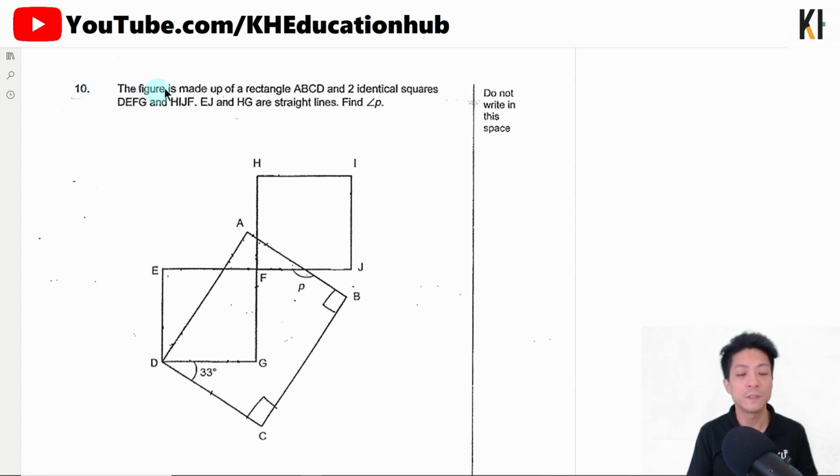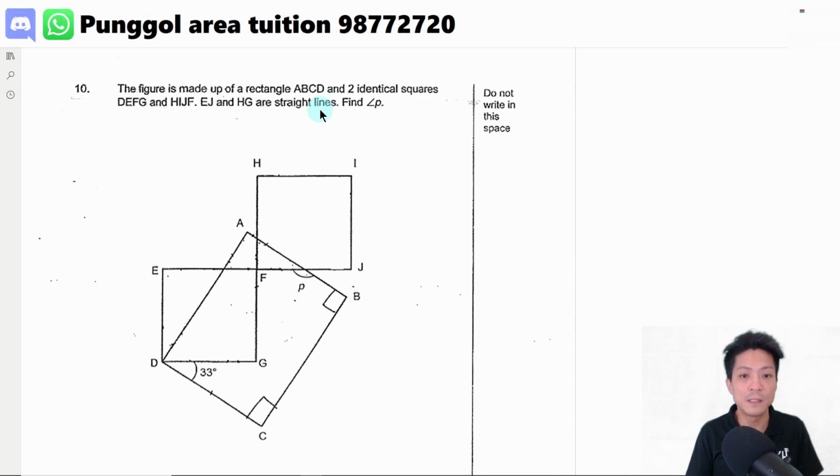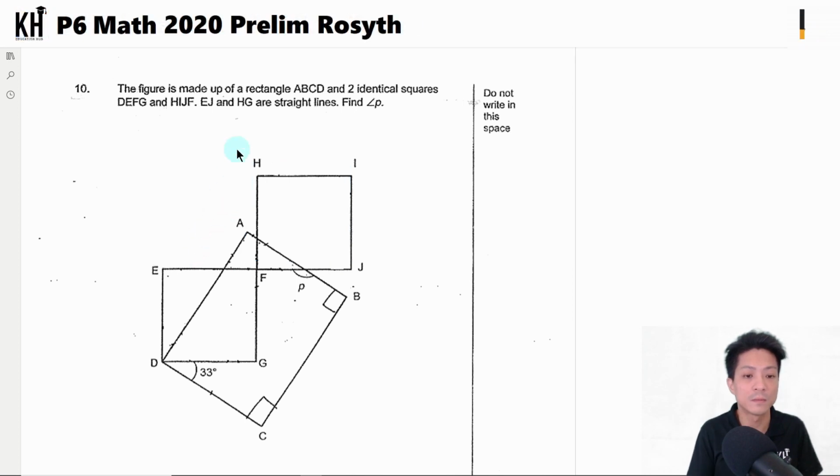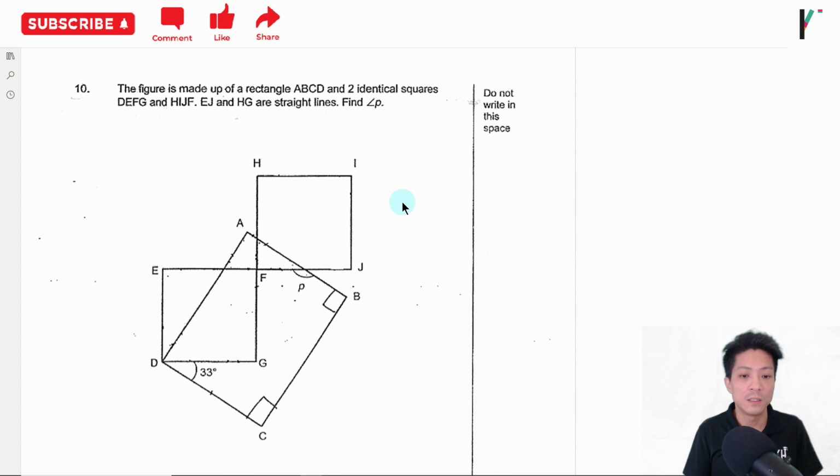Question 10. The figure is made up of a rectangle ABCD, and two identical squares, DEFG and HIJF. EJ and HG are straight lines. We need to find what is angle P.